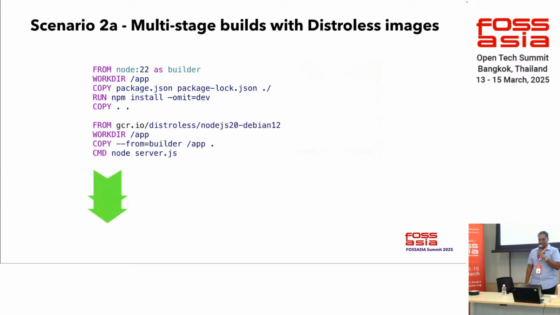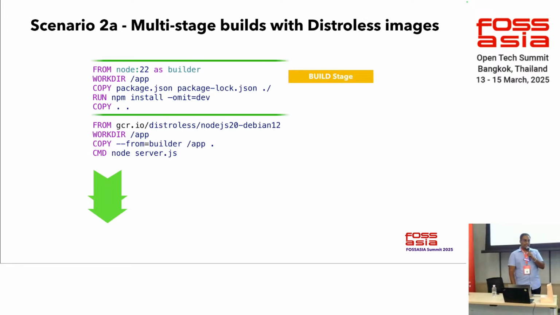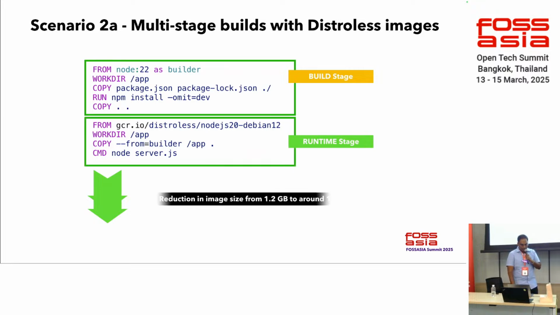Can we do better? I'd like to share something called distroless images. This is something that Google came up with. Google has released distroless images for a lot of important languages, packages, and OSs as well, where you can use a Node.js Debian 12 distroless image, and your app size reduces even further to 150 MB. Can you guys believe it?